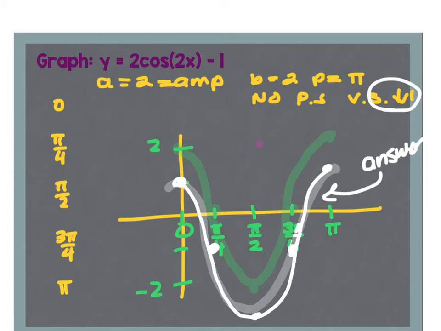This is the cosine one, so amplitude is 2. The B is 2, which means the period is pi, and the quarter, the half, and the 3/4 points are there. This time there's no phase shift, but there's a vertical shift down. So I plotted those points, drew my asymptote, drew the amplitude, that's the green, and then shifted everything down one place.